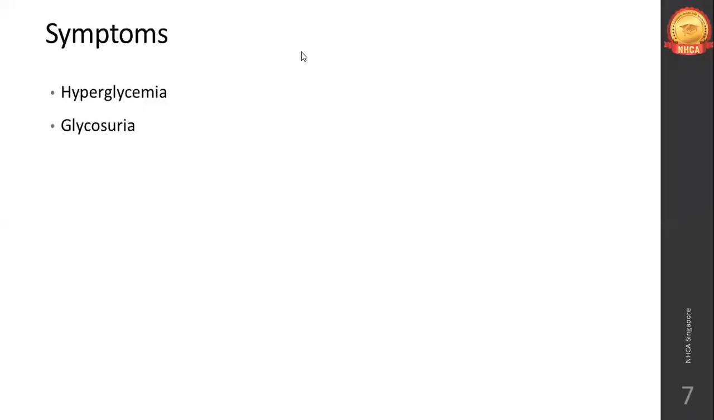Glycosuria: when the blood glucose levels exceed the threshold level, that is more than 160 to 180 mg of glucose per 100 ml of blood, your kidneys will step in and try to collect maximum glucose and filter it out. So that's how you get glycosuria.